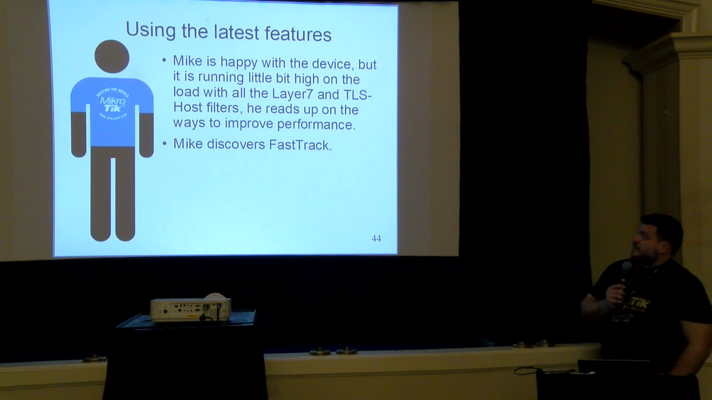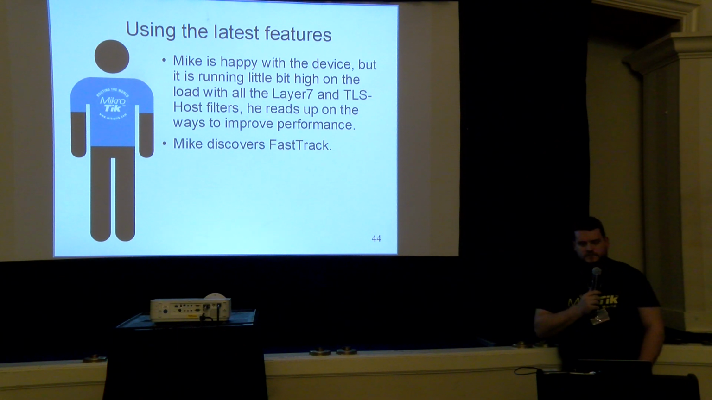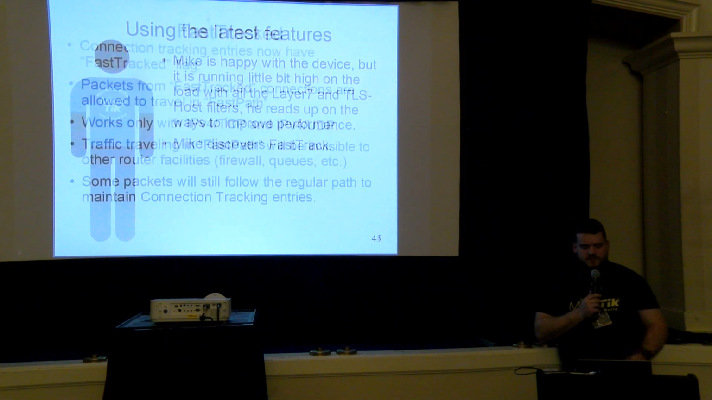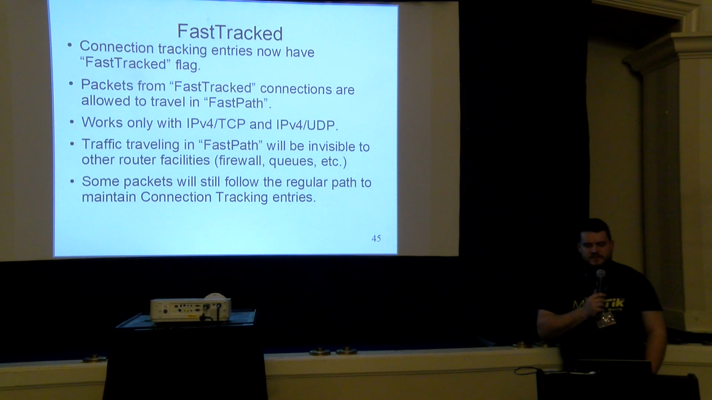So using the latest features, Mike is happy with the device, but it's landing a bit high on the load. So layer 7, TLS hosts. And he reads up and stumbles upon fast track. OK, so instantly he discovers that fast track is a feature that allows adding a flag in the connection tracking table. So it works for TCP and UDP IP version 4 connections.